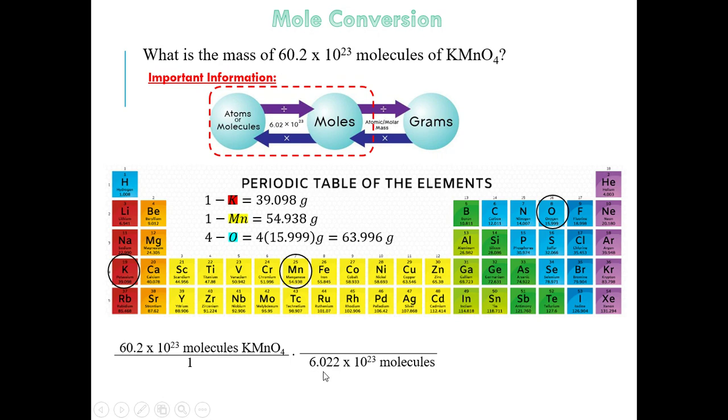So you need to use Avogadro's number. 1 mole of anything has this many molecules or atoms. In this case, we're given molecules, so we're going to set up Avogadro's number in terms of molecules. So Avogadro's number is 6.022 times 10 to the 23rd. The unit here is molecules, and that makes up 1 mole. That's what Avogadro's number tells you. 1 mole of anything is 6.022 times 10 to the 23rd of whatever it is that you're talking about. In this case, it's molecules.